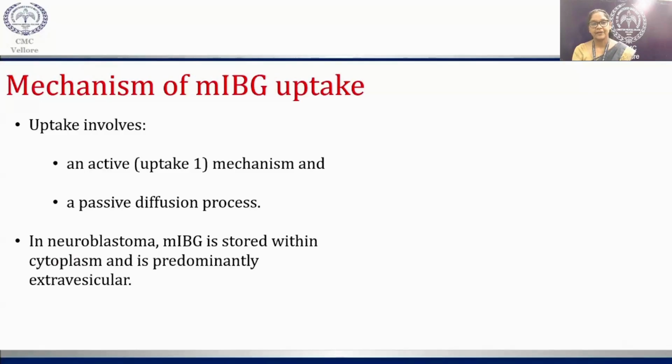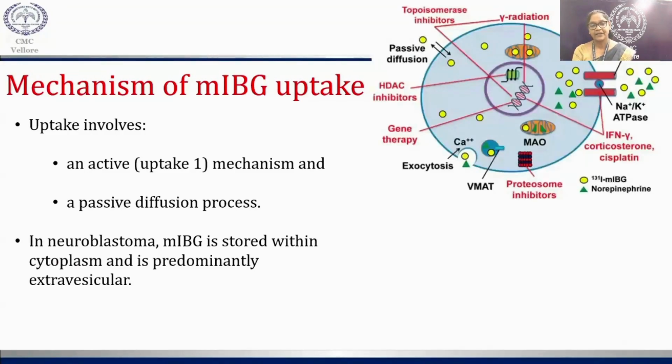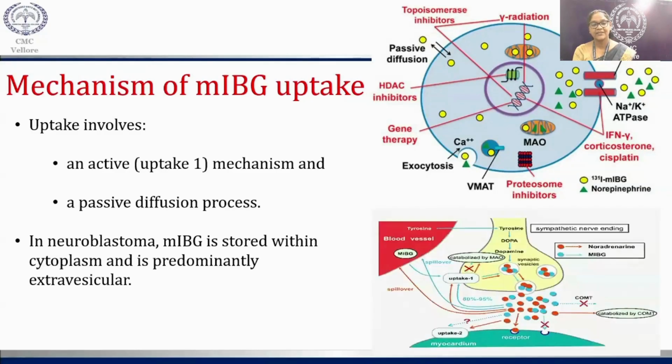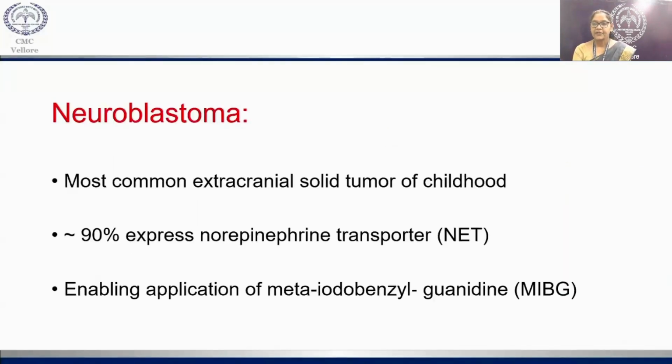What is the mechanism of MIBG uptake? This uptake involves an active uptake one mechanism and a passive diffusion process. In neuroblastoma, MIBG is stored within the cytoplasm and is predominantly extravesicular. As we know, neuroblastoma is the most common extracranial solid tumor of childhood. Over 90% express the norepinephrine transporter. This enables the application of meta-iodobenzylguanidine, which is MIBG, for neuroblastoma.